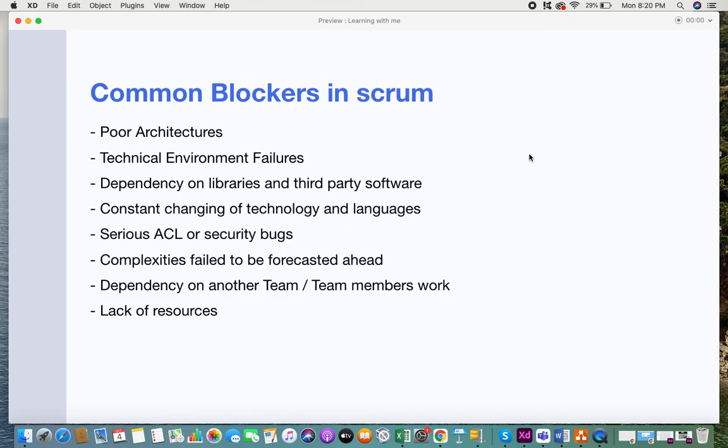So these are some common impediments and blockers that teams face during development, and I hope this was a little bit informative to you.